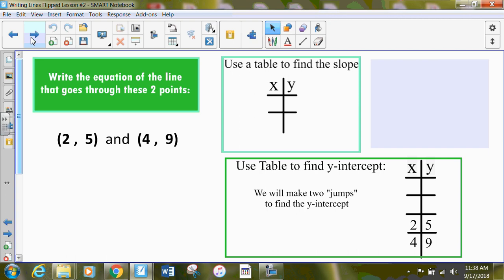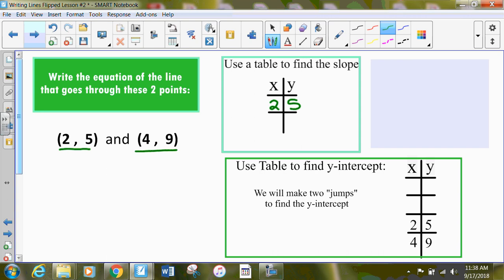We're going to write the point 2, 5 into the table as 2, 5, and the point 4, 9 into the table as 4, 9. And we know how to do hoops, right? We've done these in the first and second unit. We're going to do our hoops. 9 minus 5 is 4. 4 minus 2 is 2.